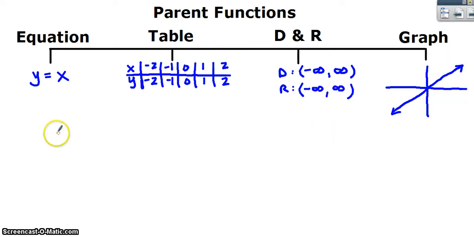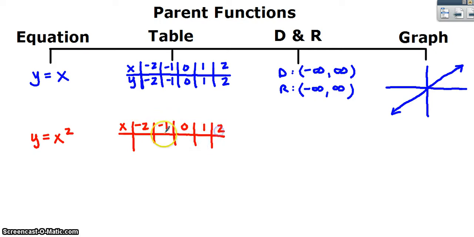Alright, second parent function, y equals x squared. Okay, similar looking table here. I'm going to pick the same x values. Alright, and if I plug those in, this time when you square a negative number, it becomes a positive. So negative 2 squared is positive 4. Negative 1 squared is positive 1. 0 squared is 0. 1 squared is 1. 2 squared is 4. So you notice how the y values kind of mirror each other right there. And that's what produces the graph that looks like this, called a parabola.